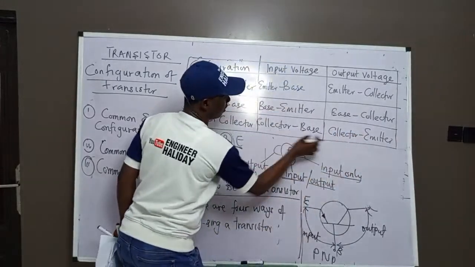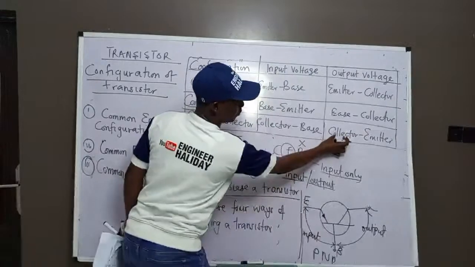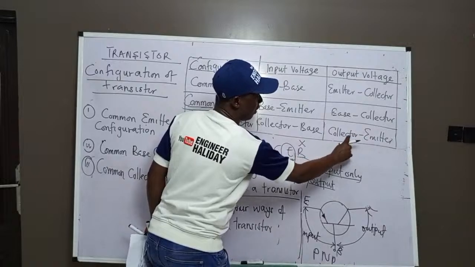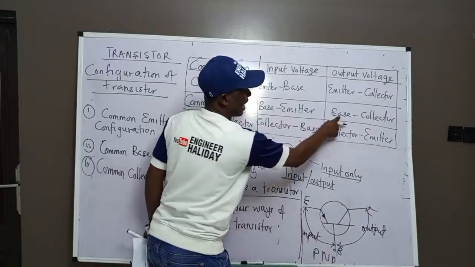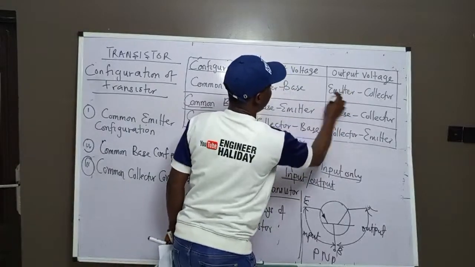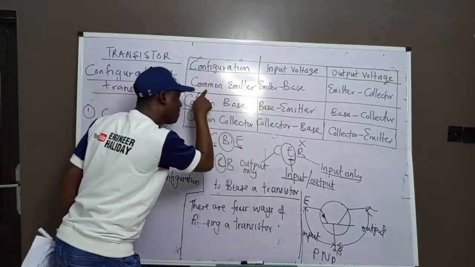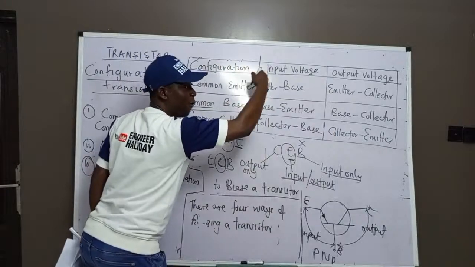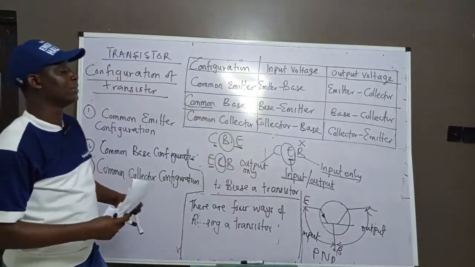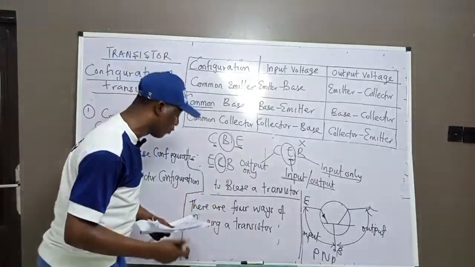We check the two now. You see that something is common to the two of them, the collector. If you want to find the intersection between this one, you say collector is common. What is the intersection between these two? Base is common. What is the intersection between this one? Emitter is common. That's how we call it a common emitter configuration. Now, we have to know the input and the output.